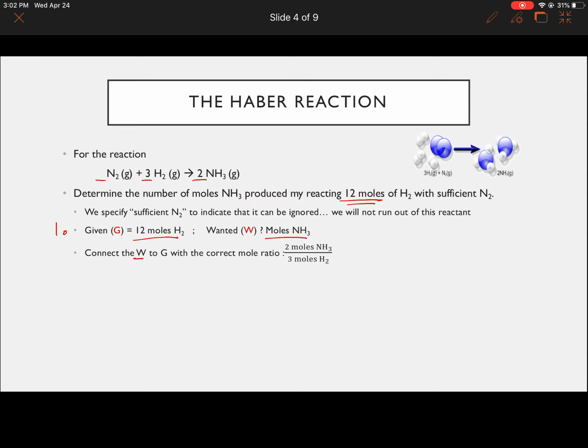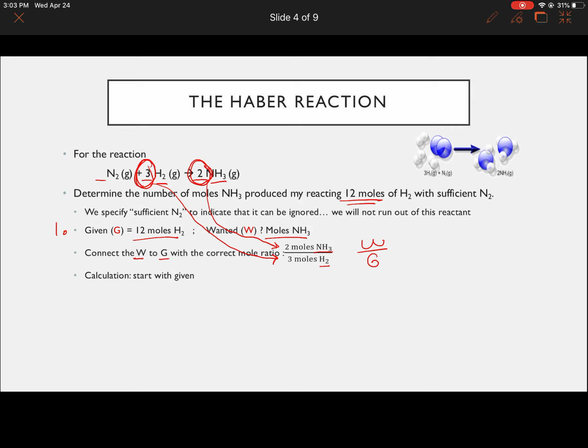Connect the wanted to the given in a mole ratio. So it's always wanted over given. And how we got these numbers was we used a balanced chemical equation. So this came from that. And that is where we got the 3 from. The coefficient 3 next to our hydrogen is our given on the bottom. The coefficient 2 connected with our ammonia is our wanted on the top.